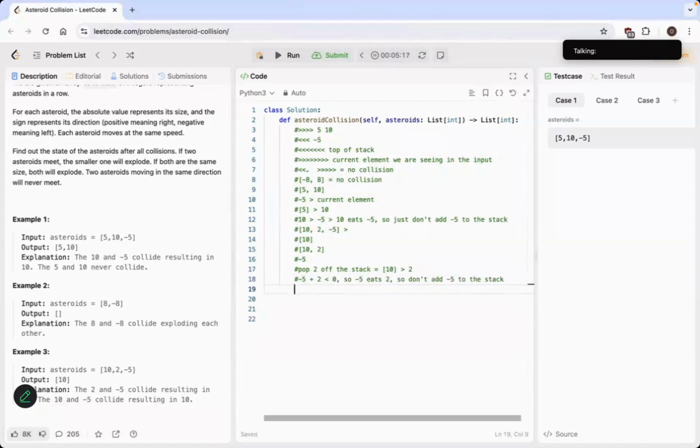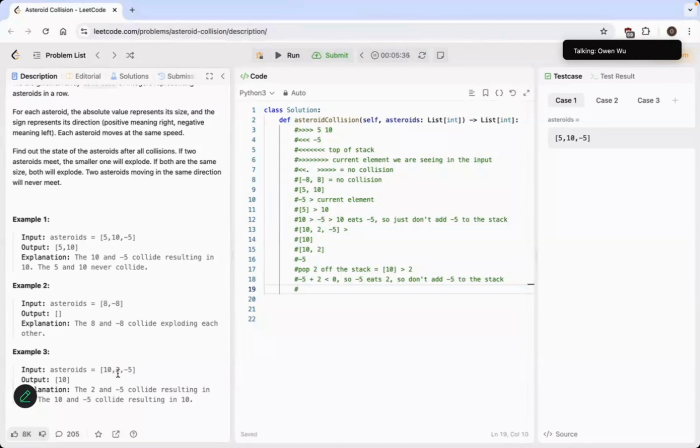So yeah, if I'm doing this correctly, -2 and 5. And then because we don't have anything off the stack and we have all of our collisions, because this guy eats this guy, because 5 is greater than -2. And if you see right here, it says if 2 asteroids meet, the smaller one will explode. The smaller one will explode.